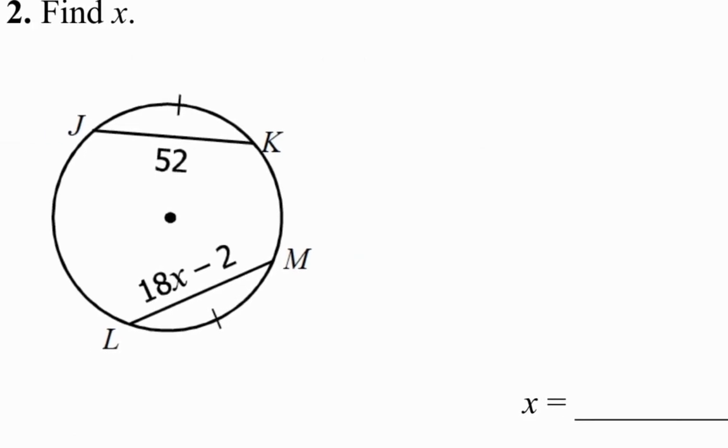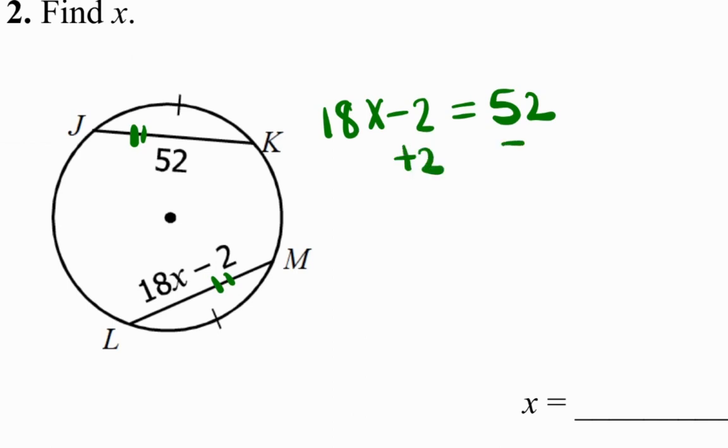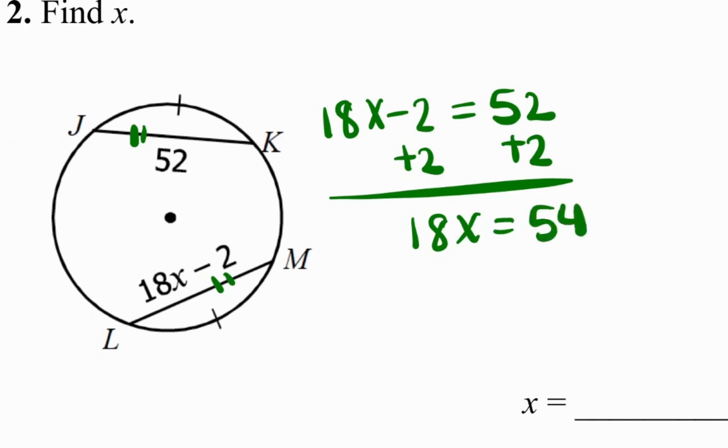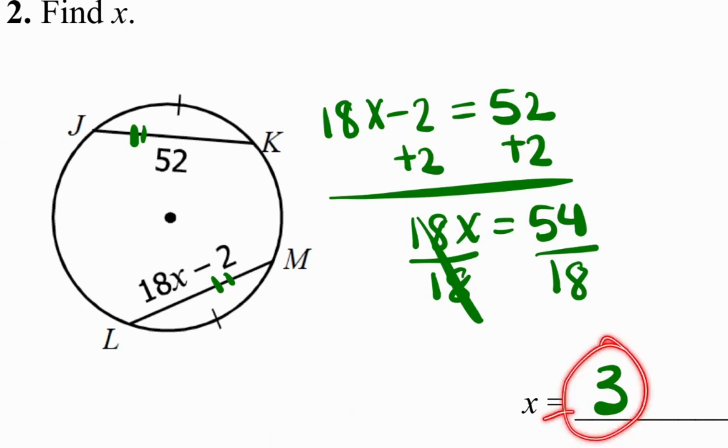Number 2, again, find x. If we know our two chords are congruent, then our two segments are congruent. So 18x minus 2 is equal to 52. Then just solve like normal. So add 2 to both sides. We get 18x equals 54. And 54 divided by 18, we get x equals 3. And if we were to take our x and plug it into our equation, then we know that LM should equal 52 once you plug it in.